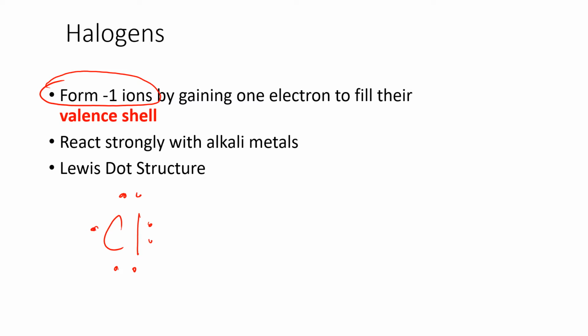So why would it form a -1 ion? This actually indicates that for this to have a full octet, notice how in order to become a full octet, it needs to gain one more electron. So when you're gaining an electron, that means you're going to have a -1 charge on you because you gained one more negative thing.